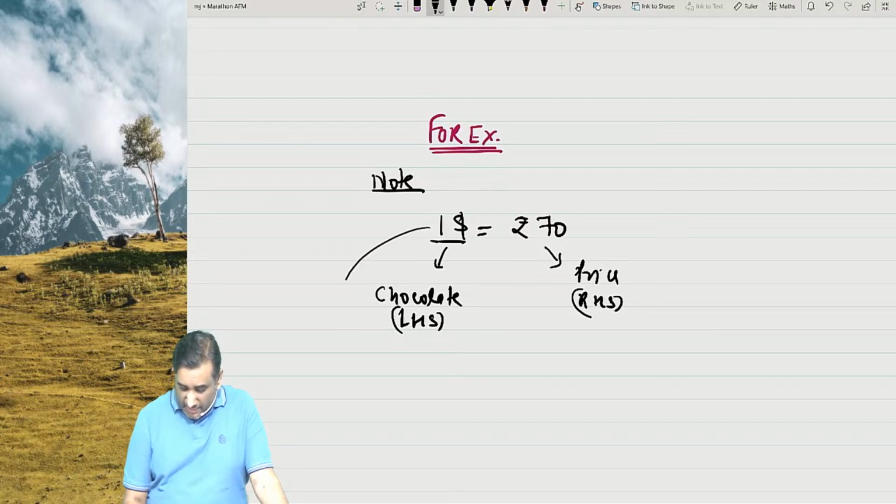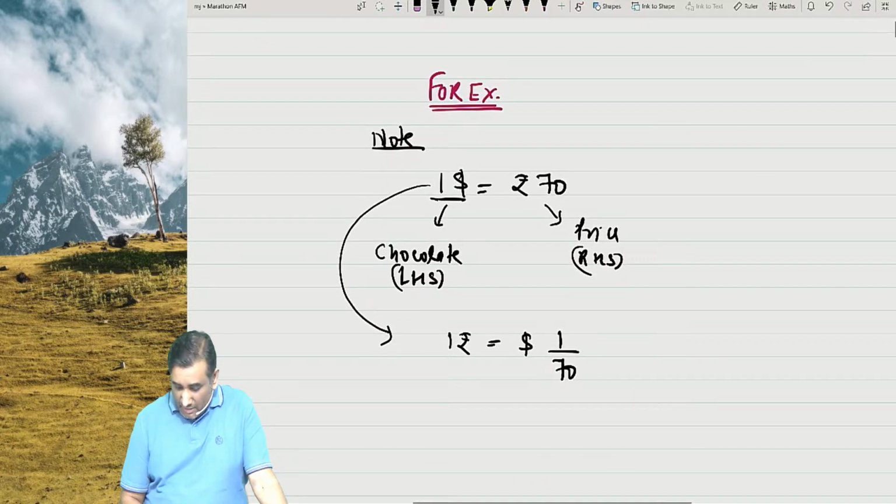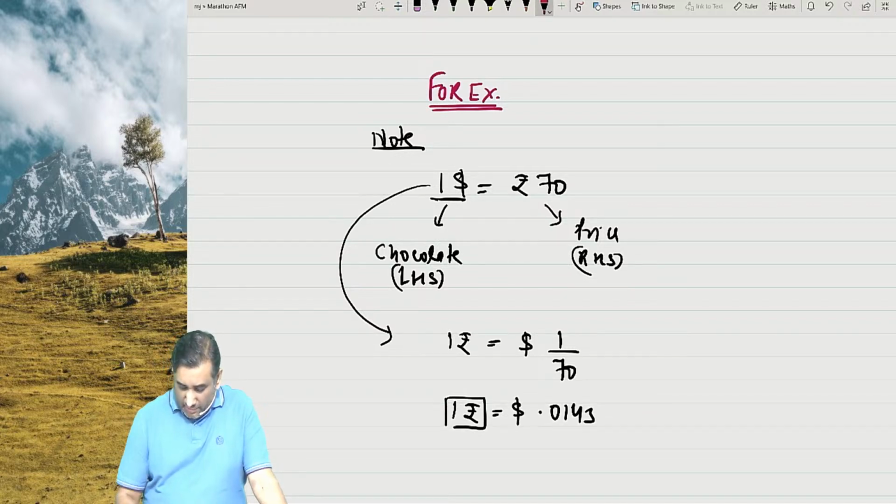If I put it the reverse way, 1 rupee is equal to how many dollars? It will be 1 by 70. If nothing is said, we can take up to 4 decimals, because yen is a small currency, so approximately up to 4 decimals we can take. It comes to $.0143.